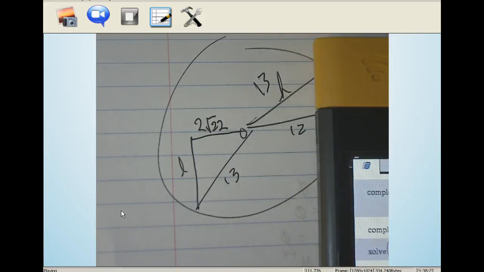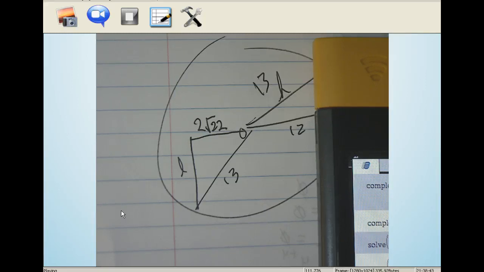So we'll use our solve command. So algebra solve. We're going to open our parentheses up. We'll put 2 square root of 22 squared plus L squared is equal to 13 squared, and we want to solve it for L.